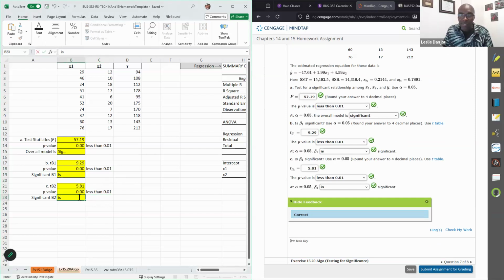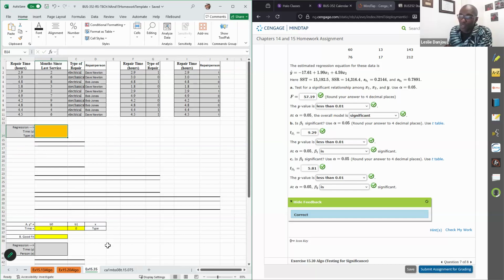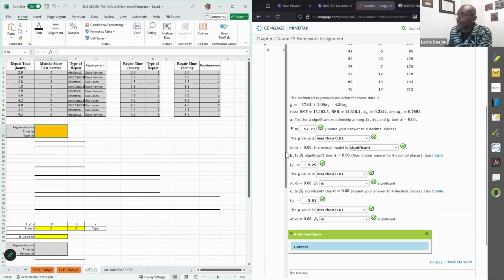So when you get to the exam, there is no guesswork. All right, good work. Two more to go. Let's go. Can we go to 15.35, please? Scroll up.